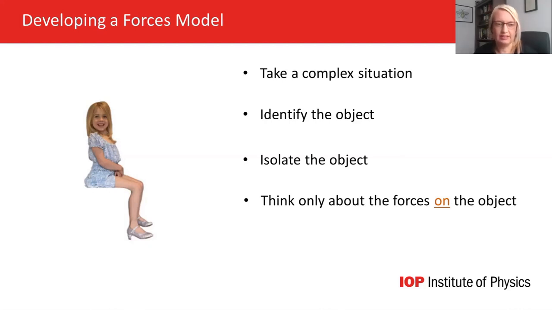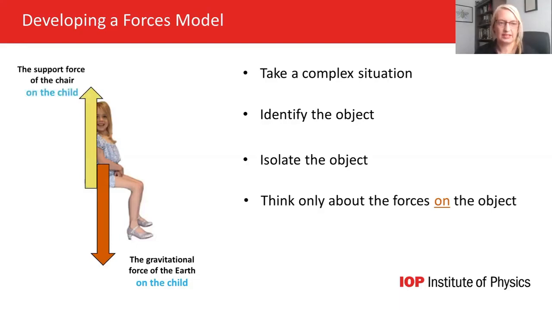And now I can quite clearly see that there must be that gravitational force of the Earth acting on the child. And I think, well, why isn't she just falling indefinitely? Well, there must be a support force, and that's being provided by the chair, and that's acting on her in the upwards direction.